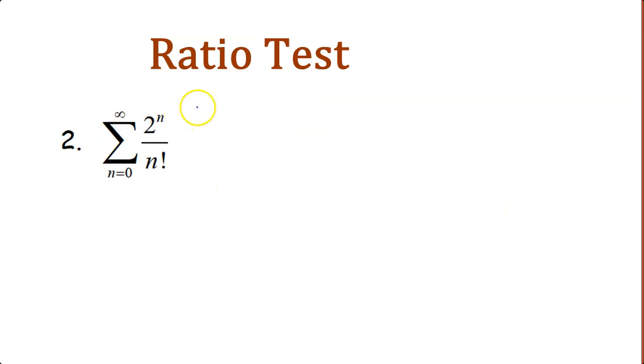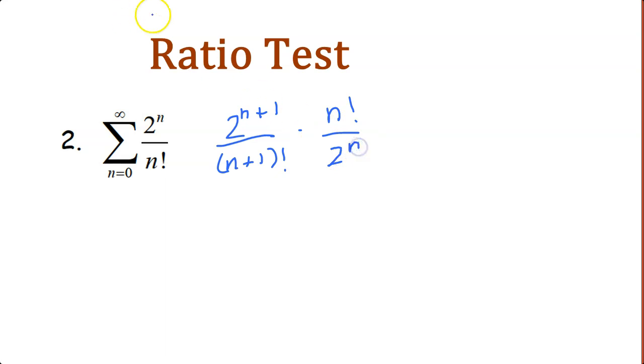Now we have an exponential and a factorial. So straight into it, we're going to have 2 to the n plus 1 divided by n plus 1 factorial. And I'm going to multiply that by the reciprocal, n factorial over 2 to the n. Like the last example, this 2 to the n and 2 to the n plus 1 do reduce down to the number 2. And n factorial and n plus 1 factorial also reduce down to n plus 1.